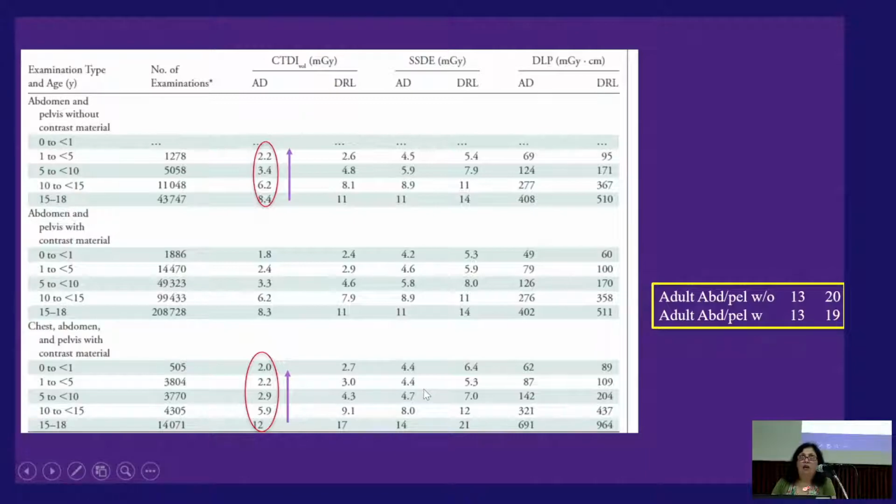That means across the United States, people were paying attention to pediatric protocols and optimizing them based on age.